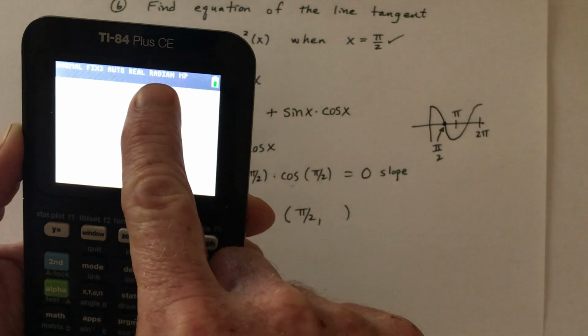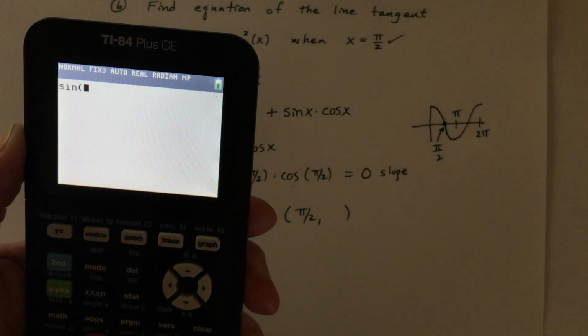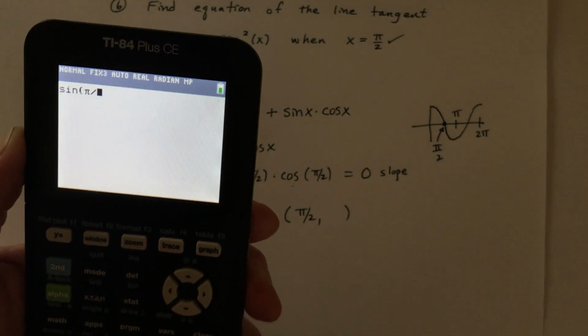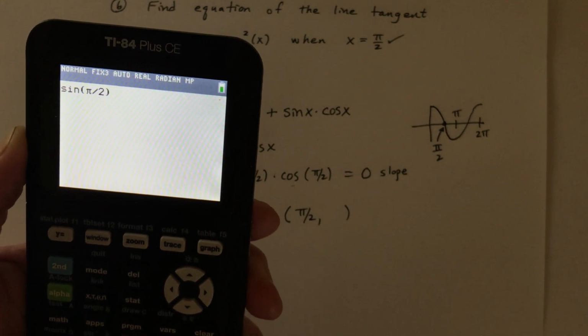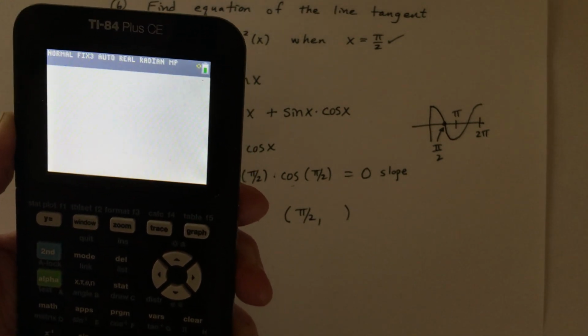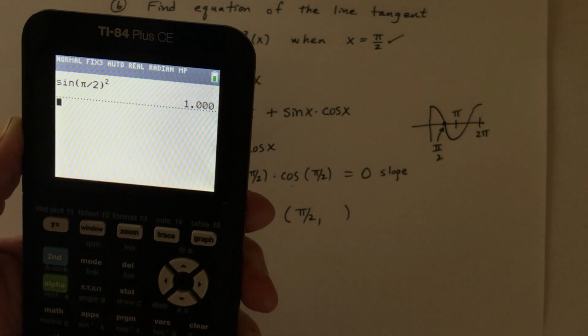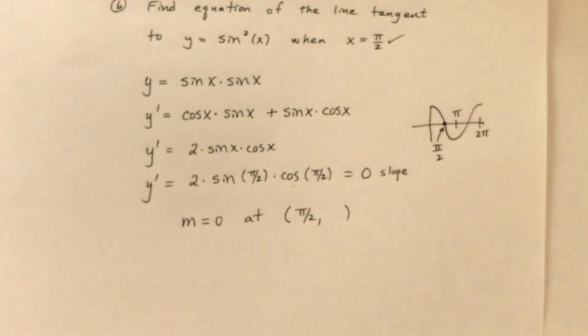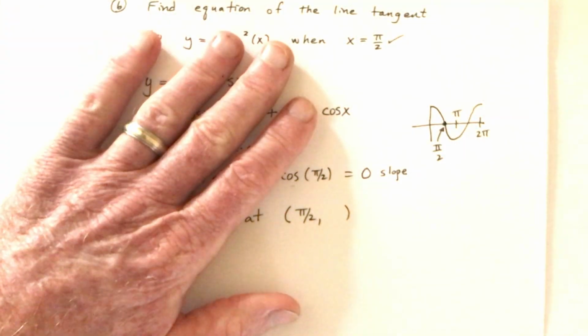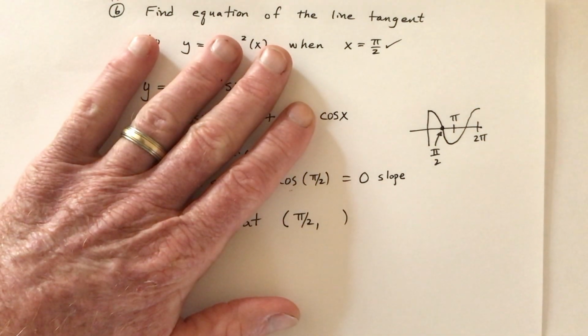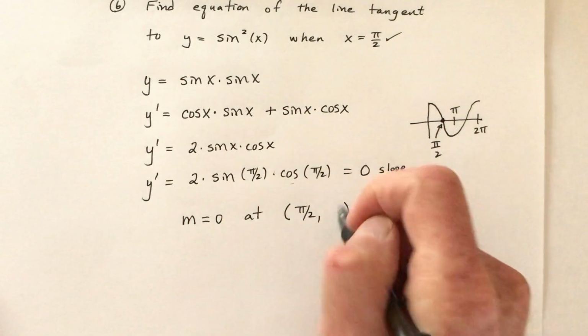Okay, for one thing, make sure that it's in radians, and then go sine of pi divided by 2, and it has to be squared. It equals a 1. Okay, so the y value is a 1.